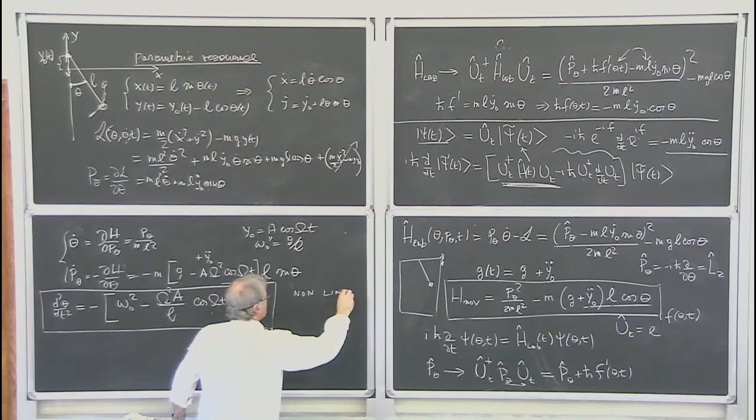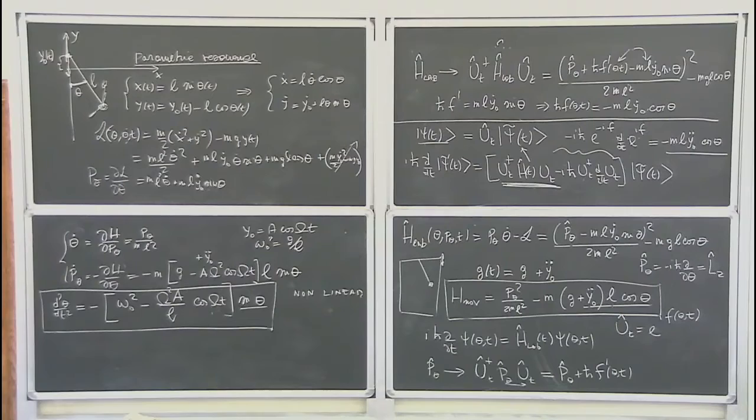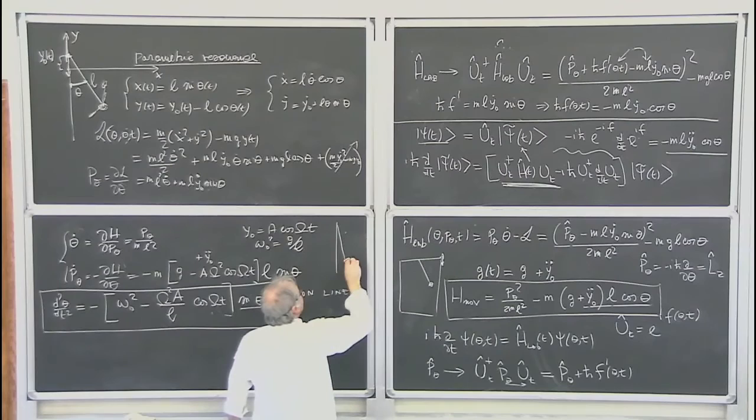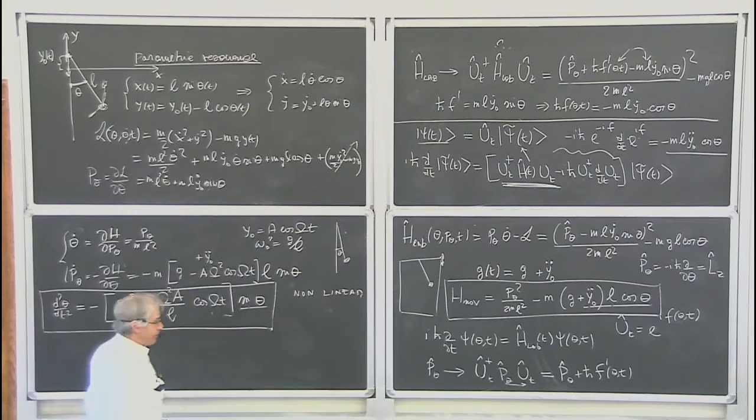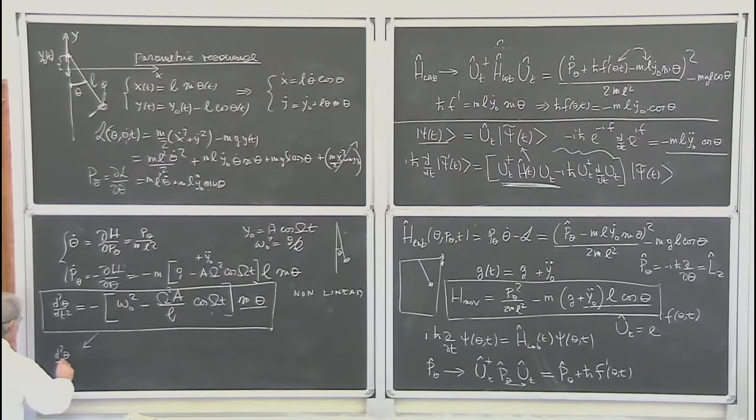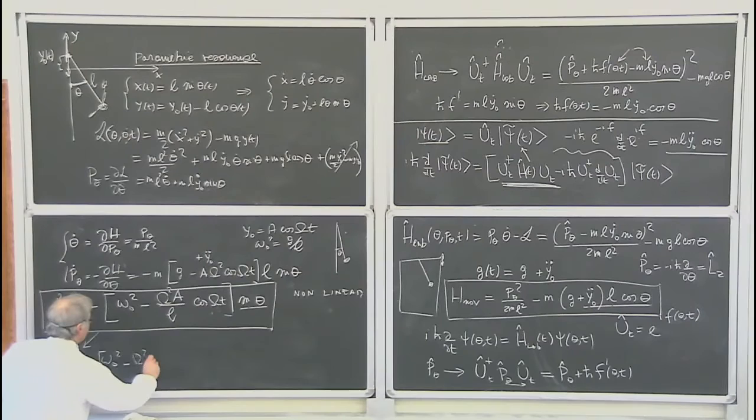Okay, so as I told you, Floquet cannot say anything about this. Okay, I have to linearize it. And now I can linearize it close to the bottom position, okay? So when theta is small, okay? And sine theta is close to theta, okay? So I get on one hand the following linearization, which is minus omega 0 square minus omega square a over l cosine of omega t times theta.